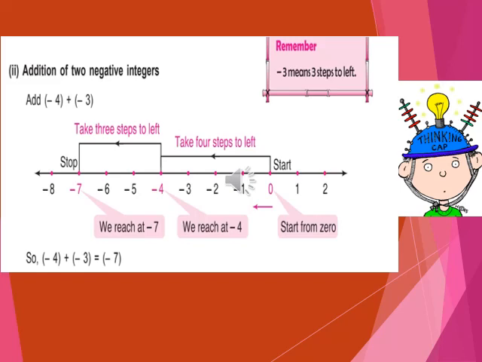So as it is minus 4, from the 0 we will go 4 steps to the left. Minus 1, minus 2, minus 3, minus 4. So we reach minus 4. Again see, the second number is minus 3. So again we will go 3 steps to the left, but now from the minus 4. Minus 5, minus 6 and minus 7. Stop. So we are at minus 7, and therefore minus 4 plus minus 3 equals minus 7.